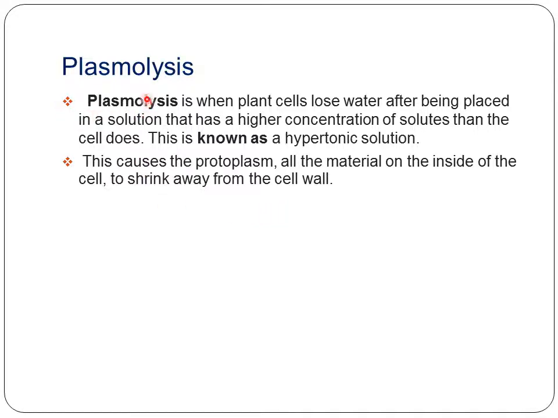So what is happening here? The cell starts shrinking in plasmolysis. So when it is placed in hypertonic solution, all the water from inside the cell moves outside. They lose water and it is shrinking away from the cell wall. So let us see the diagrammatic representation of this one.